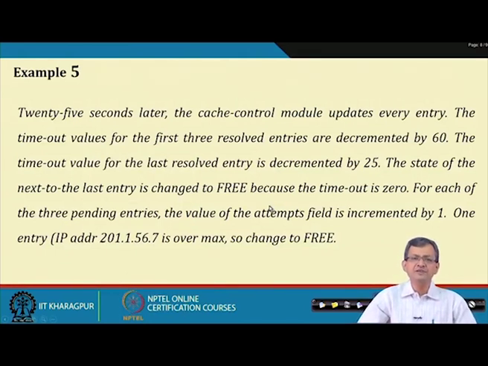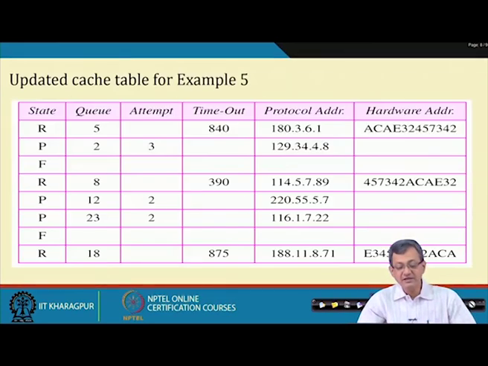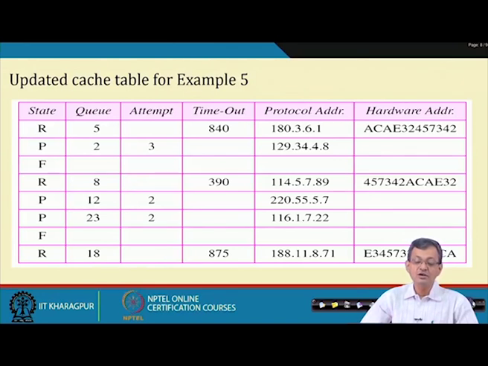Then, 25 seconds later, the cache control module updates every entry. The timeout values for the 3 resolved entries are decremented by 60 and the timeout for the last resolved entry is decremented by 25. The state of the entry is changed from resolved to free because the timeout is 0. So, for each of the entries, it is some sort of housekeeping: it checks the timeout, decrements it, and if the timeout has expired, it flushes the entry out and makes it free, and then the new table becomes like this. So this table handles the IP with the MAC address, and it goes on updating on a periodic basis.